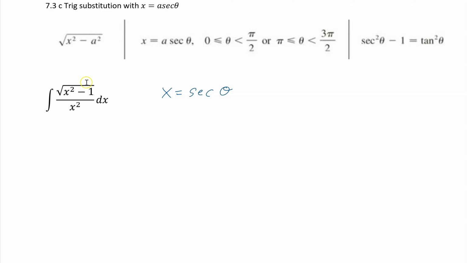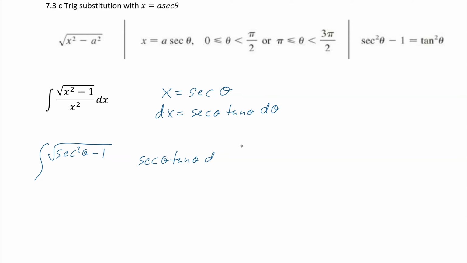And so we're using, again, our a being 1 here. And so dx is equal to secant theta tangent theta d theta. And now we can plug it all in and see what we get. So we have secant squared theta minus 1 under the radical. Our dx is secant theta tangent theta d theta. And our x squared then would just be secant squared theta.